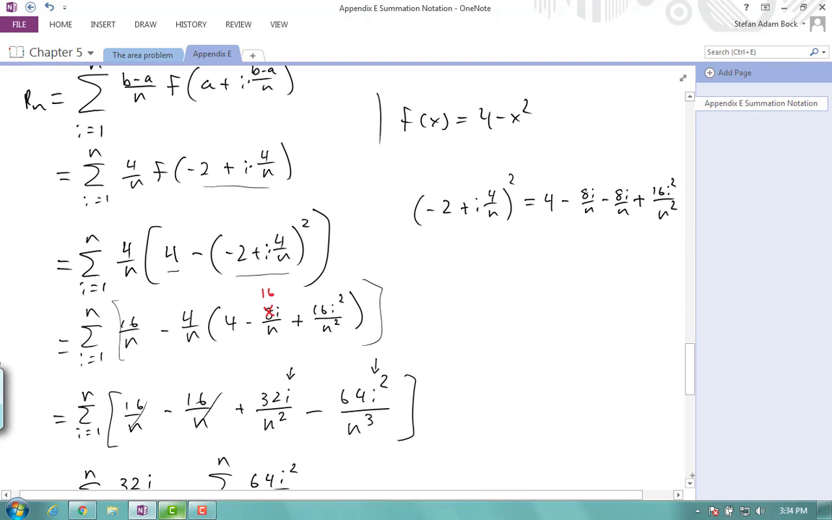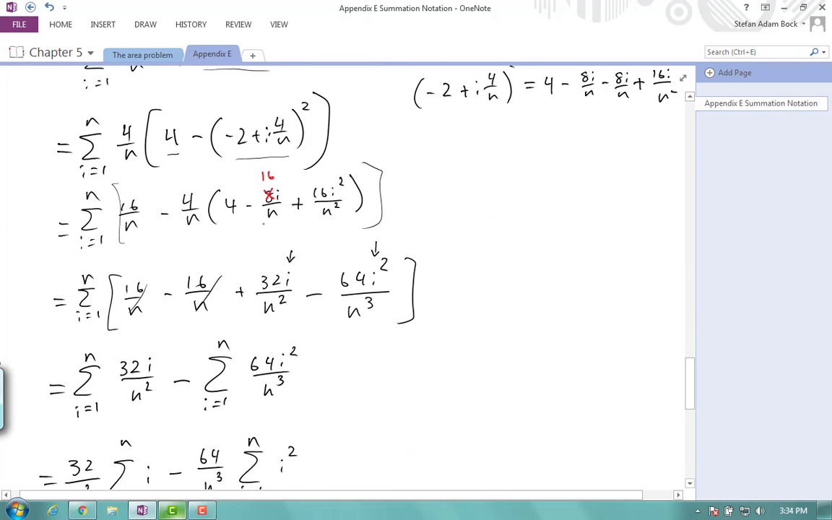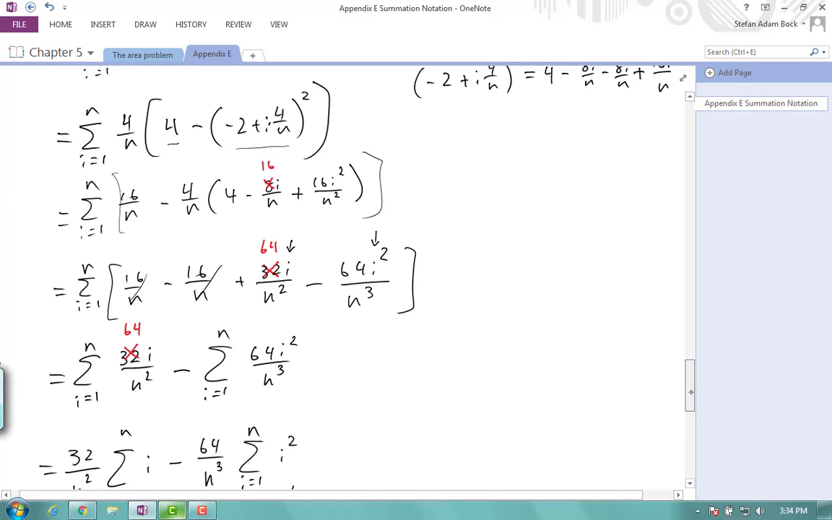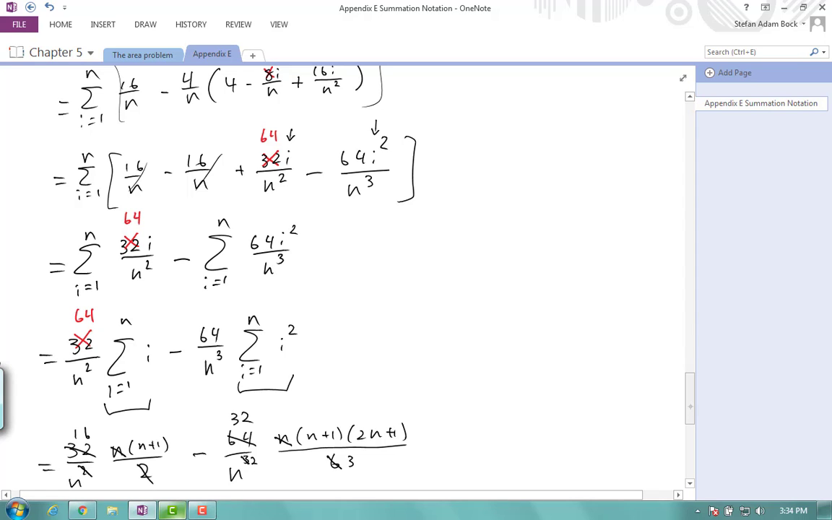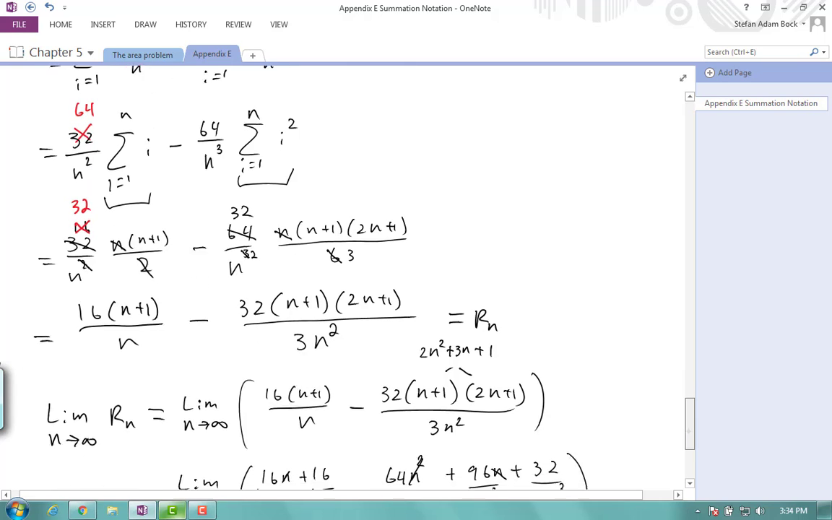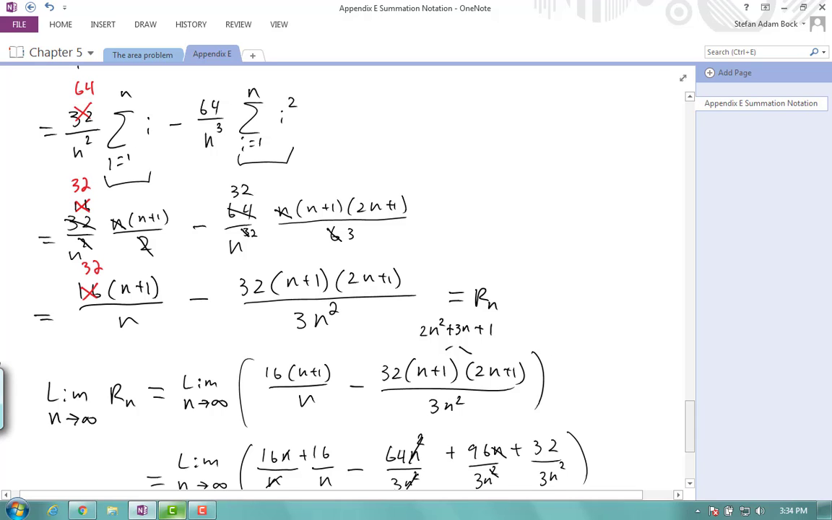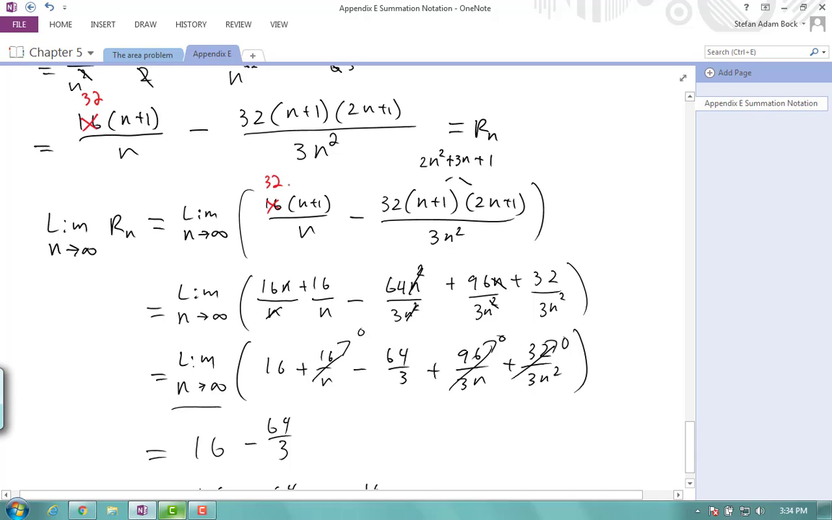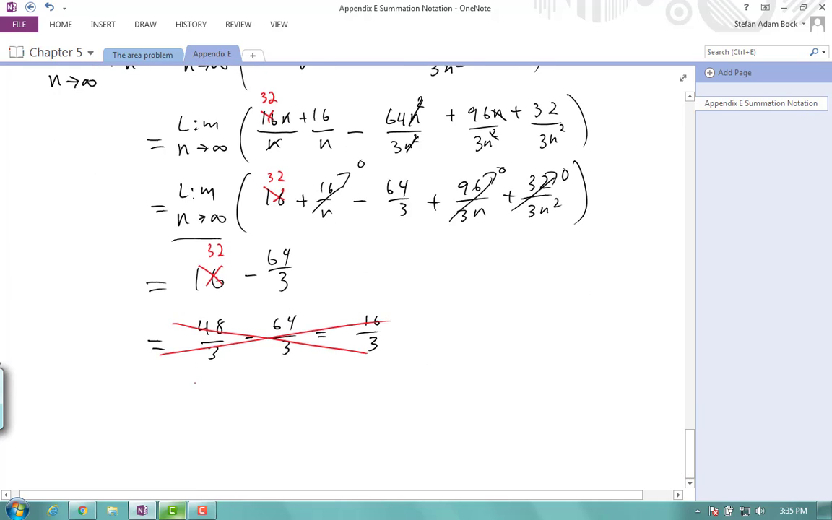So let me try to follow this as we go through. If that was a 16, that means this 32 should have been a 64. This means this should have been a 64. Leaving that as a 32, following my mistakes. So let's see what this is supposed to be. I should have gotten 96 over 3 minus 64 over 3, giving me 32 over 3, which is a 10 plus 2/3.